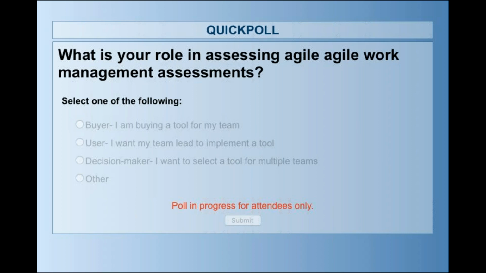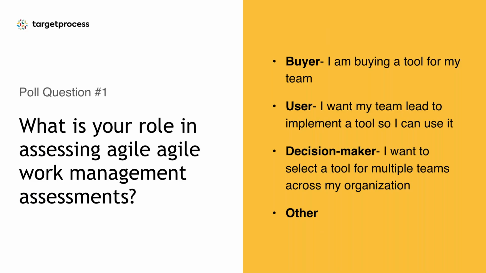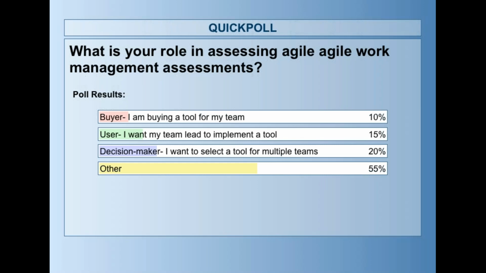I'm hoping that was enough time for most people. So if we could close that out, we'll take a look at the results here. Yeah, it is a little too small for me to read. It looks like 10% is the first category of you're actually a buyer making a decision. It looks to me like around 15% of you are users who want your team to have a tool. 20% are the actual decision makers. Great. And then we've got a whole host of other roles.